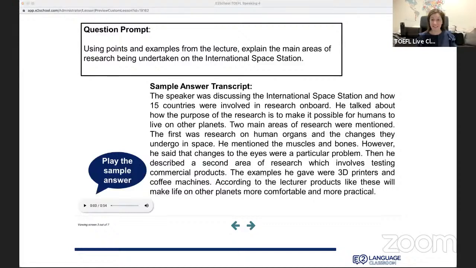Thought she did really well overall, especially topic development. The speaker was discussing, introduced what it was about. He talked about two main reasons that were mentioned. The first, and then he described a second area. Some similarities, great.